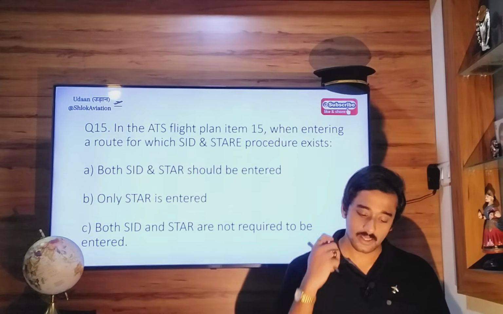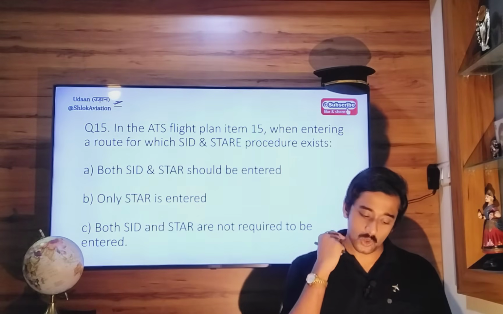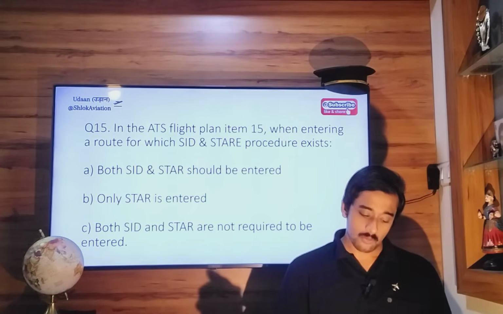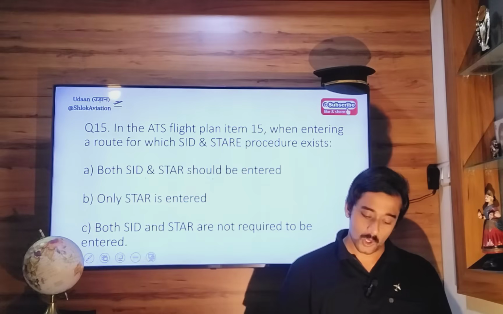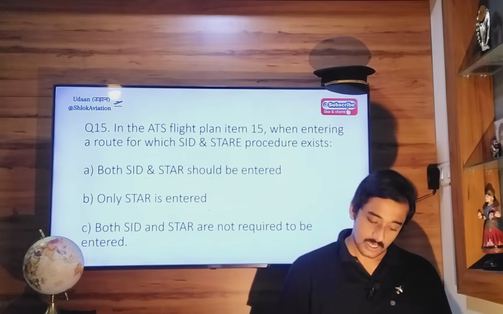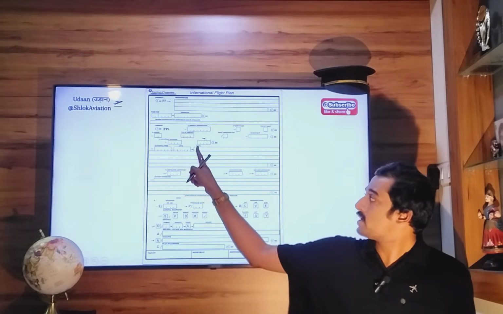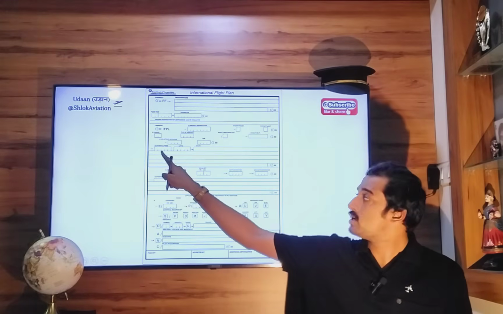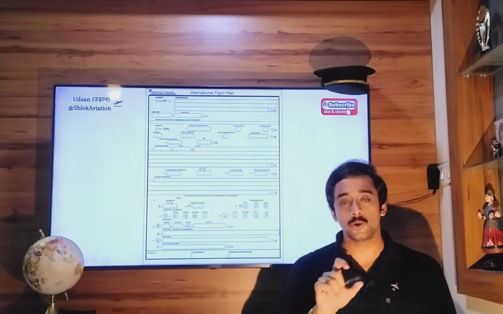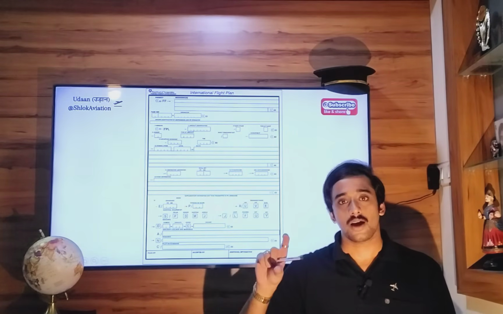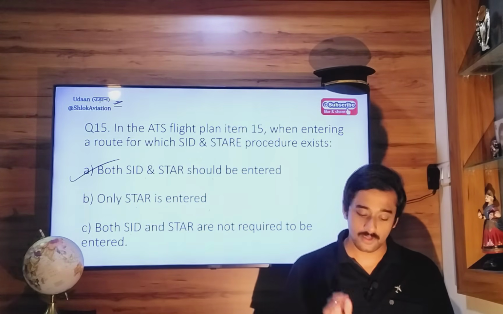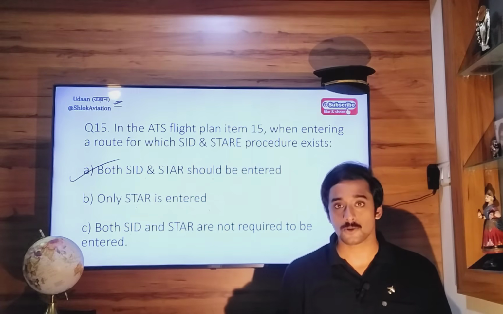In the ICAO flight plan, item 15, when entering a route for which a standard instrument departure and standard terminal arrival procedure exists, both SID and STAR should be entered? Only STAR should be entered? Both SID and STAR are not required to be entered? So, this is your flight plan. And over here, there is item number 15: cruising speed, level you're going to cruise at, and route. Now, in this route section, you're going to include your standard instrument departure route and your standard terminal arrival route. So, both routes must be included, if your airport has SID and STAR procedures.